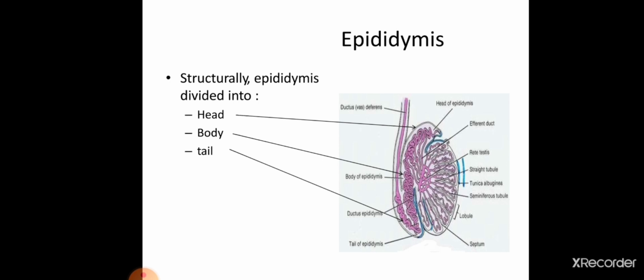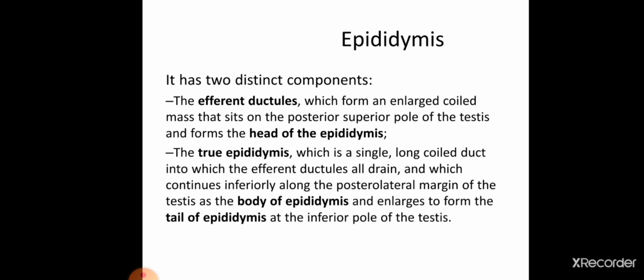Next is the epididymis. Now the structures of the epididymis include the head, body and the tail. These are demarcated in the diagram. It has two distinct components: the efferent ductules, which form an enlarged coil mass that sits on the posterior superior pole of the testis and forms the head of the epididymis. The true epididymis, which is a single long coiled duct into which the efferent ductules all drain and which continues inferiorly along the posterior lateral margin of the testis as the body of epididymis and enlarges to form the tail of epididymis at the inferior pole of the testis.